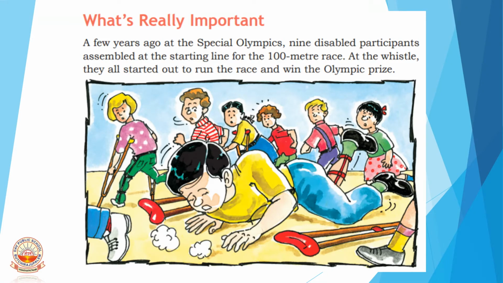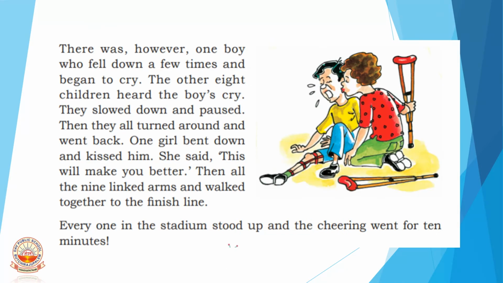A 100-meter race was held. So the number of participants is 9. At the whistle, they all started out to run the race and win the Olympic prize. There was, however, one boy who fell down a few times and began to cry. So, when the race started, one boy fell down and he started crying because he got hurt.